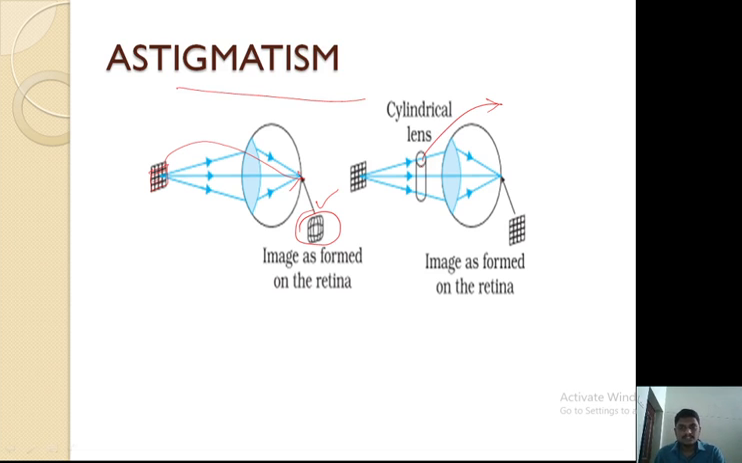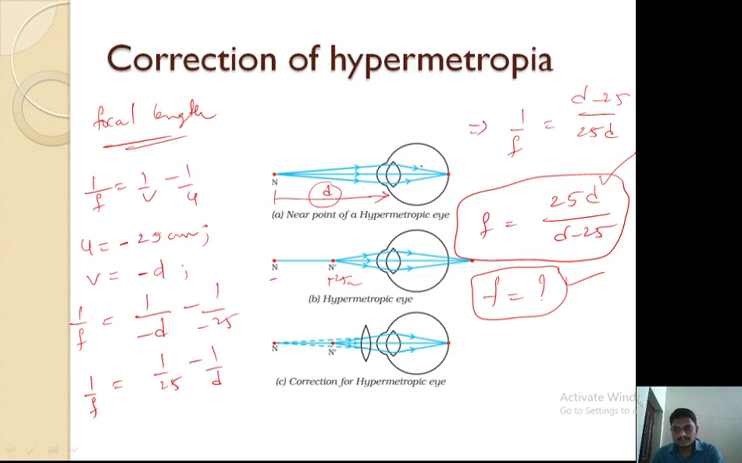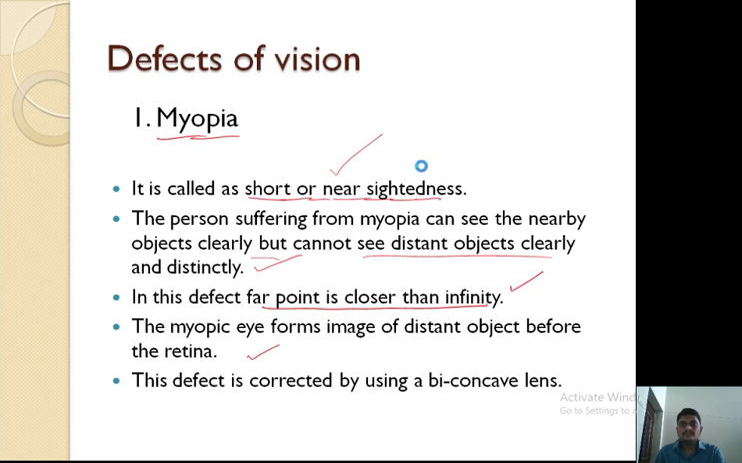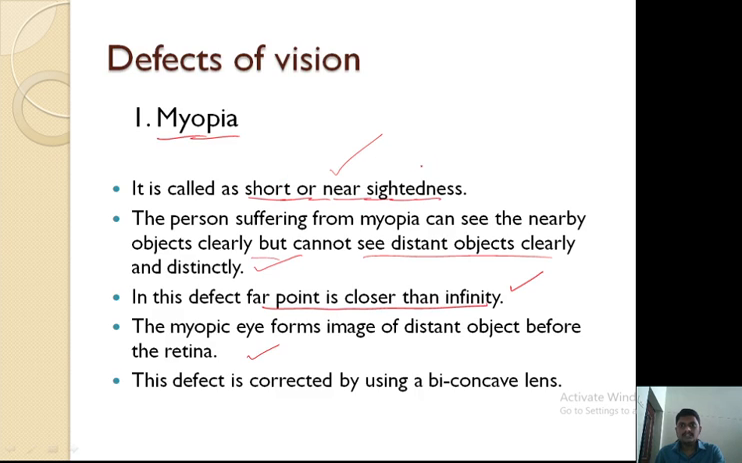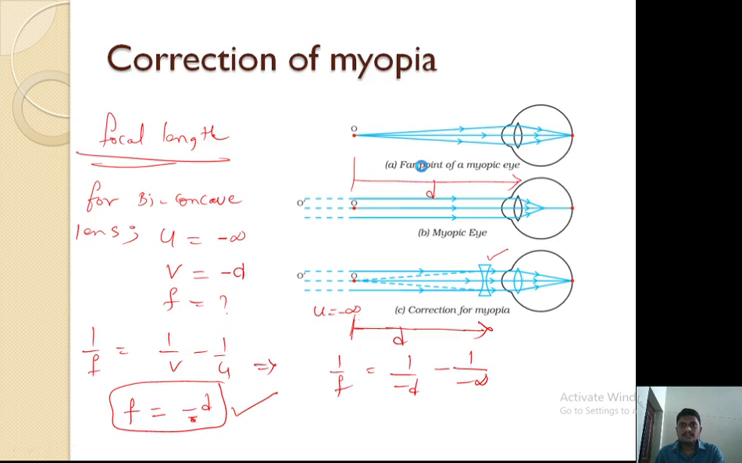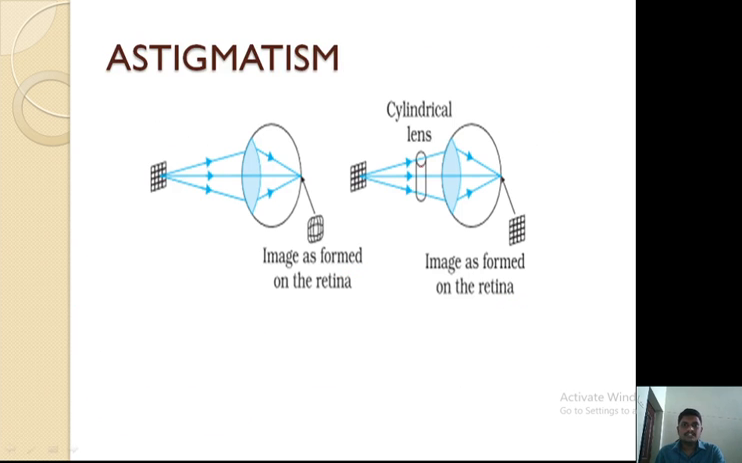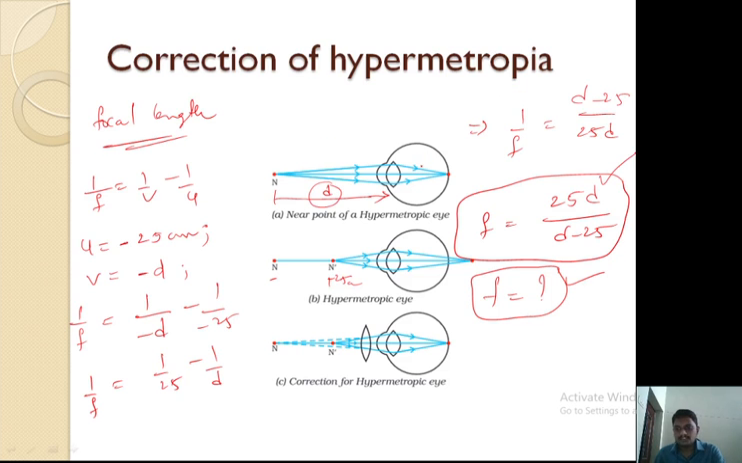So in the next class, we'll discuss the principle and working of the microscope and telescope. In this class we have discussed the structure of a human eye and the working of different parts of the human eye, and the defects that arise in the vision of the human eye, myopia, hypermetropia, and astigmatism, and how to correct them. Okay, thank you.